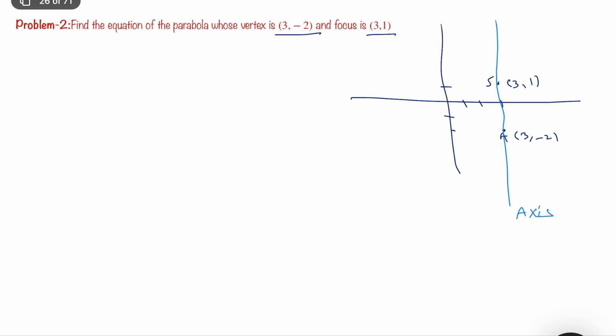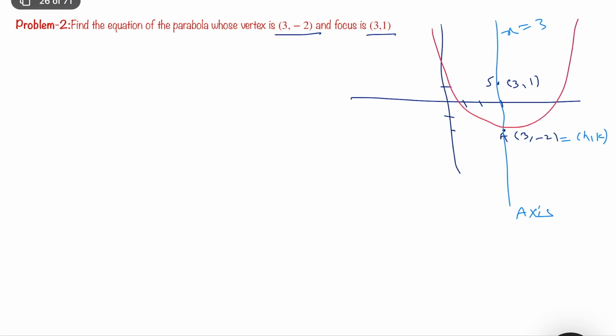What is this line? As you can see, it's the vertical line, x equal to 3. So for this parabola, the axis is parallel to the y-axis. So what is the vertex here? Our h comma k, we got 3 comma minus 2. Fine. And the focus should be inside the parabola, right? So that's why this parabola should open upward, something like this. Okay, so this is how it will be.